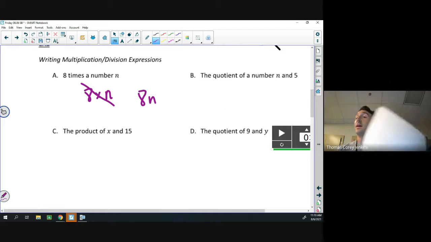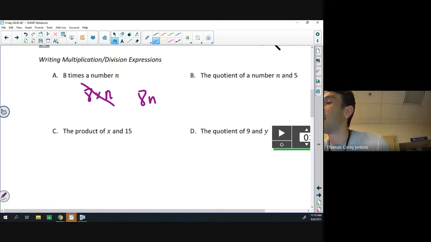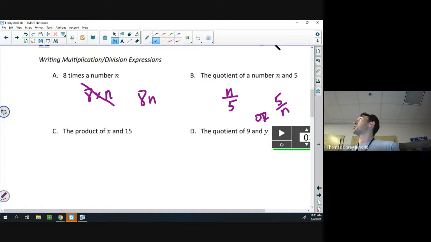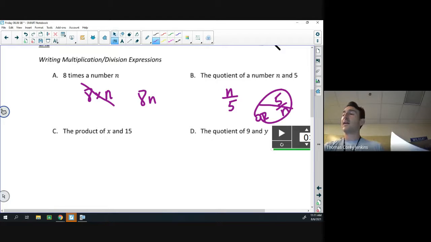So good question. All right, and then B, the quotient. So that's division of a number n and 5. So that's going to be n over 5, which is typically how we write that in algebra, instead of using an old school divided by symbol. Now, on the commutative thing, is 5 over n correct? No, just like subtraction, division is not commutative. So this would technically be wrong. Wrong-o, okay?